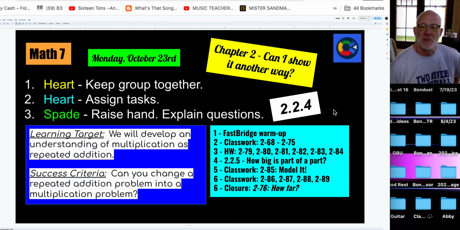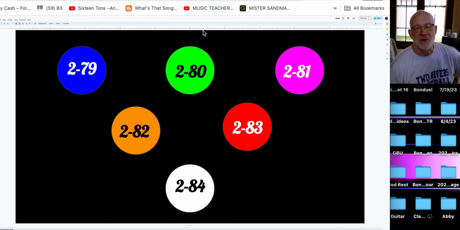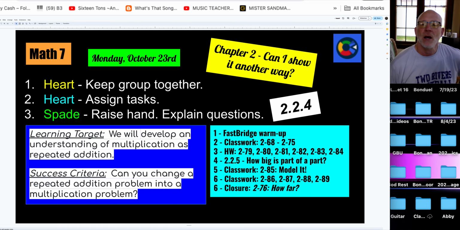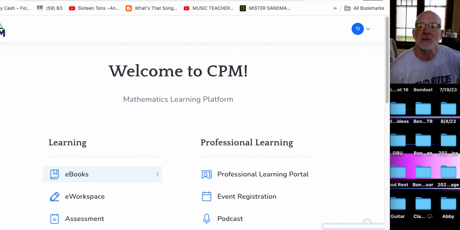We're doing this with the cups. So if your group's working on 279, you're blue; 280, you're green; 281, pink; 282, orange; 283, red. And then if you're done with 284, then you're going to white. Okay. Let me just show you those really quick, 279 through 284.